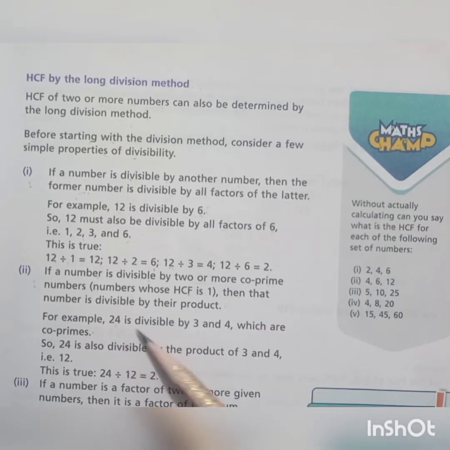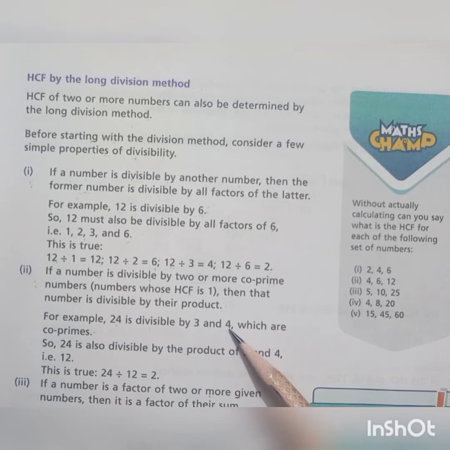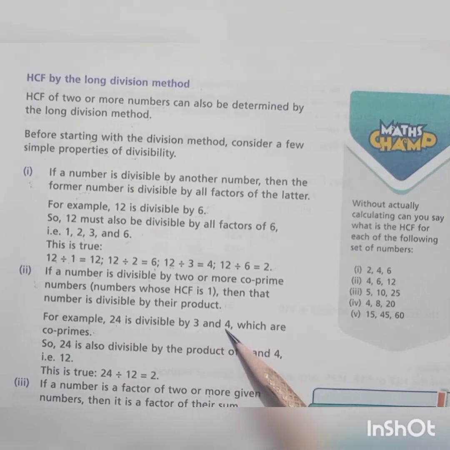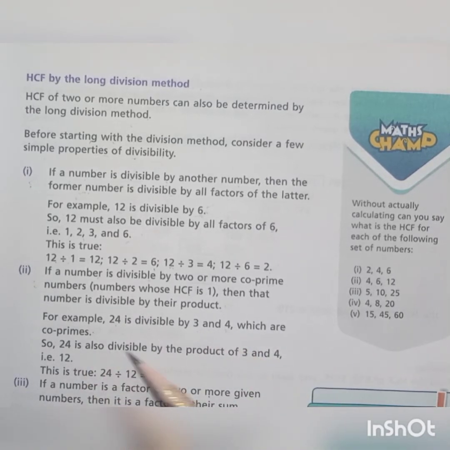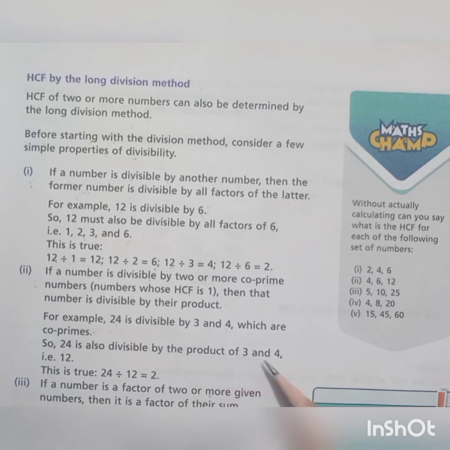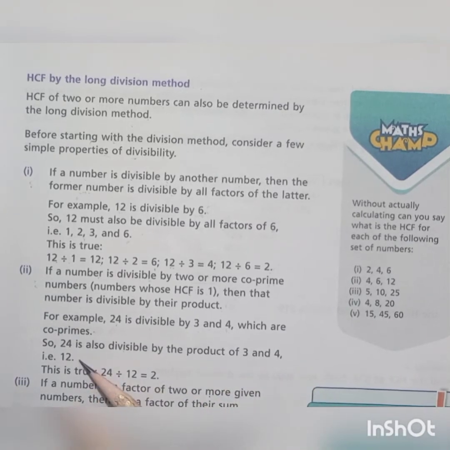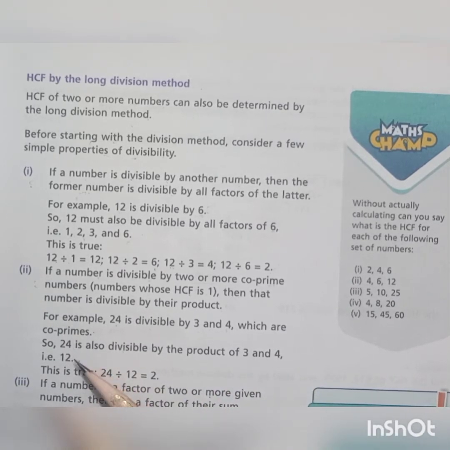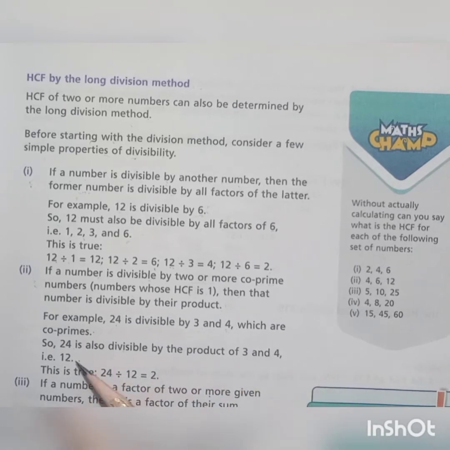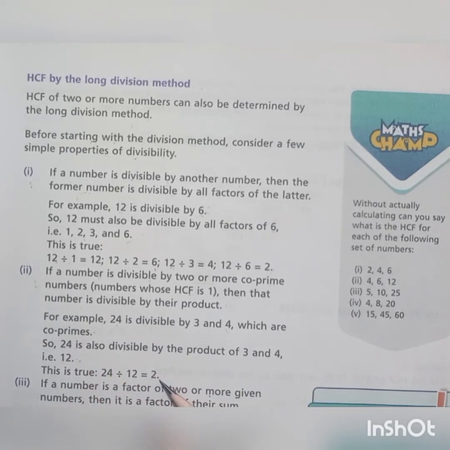Let's see an example. 24 is divisible by 3 and 4. We know that 3 and 4 are coprimes. So 24 is also divisible by the product of 3 and 4, which is equal to 12. So 24 is also divisible by their product, that is 12, and the answer is equal to 2.